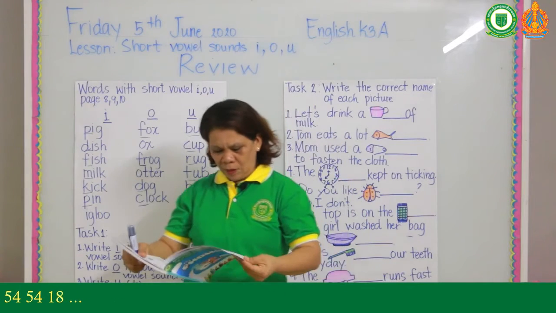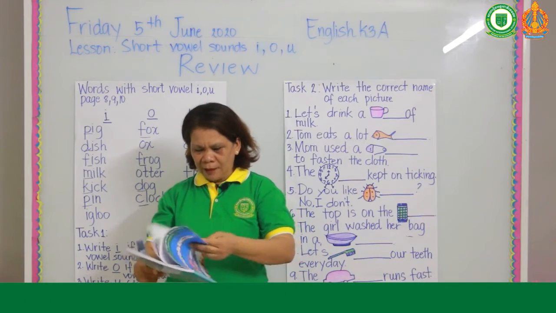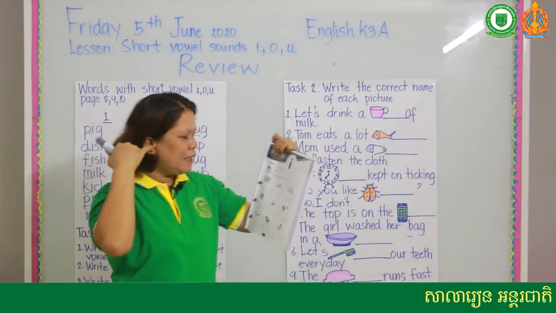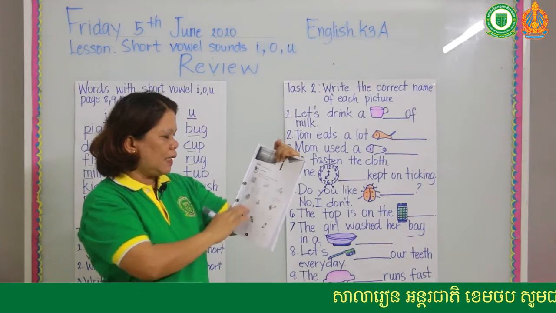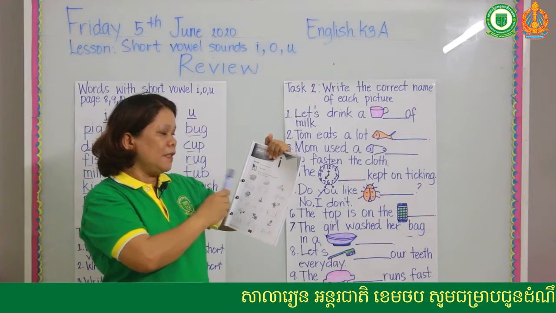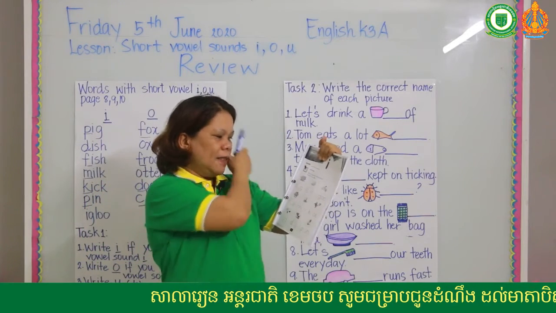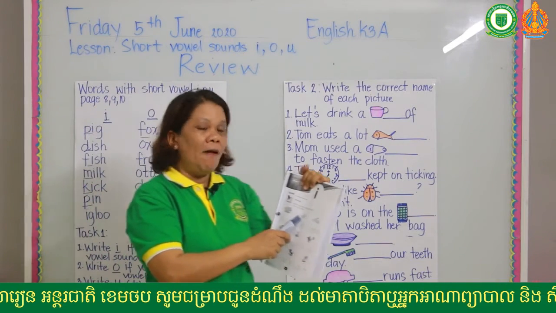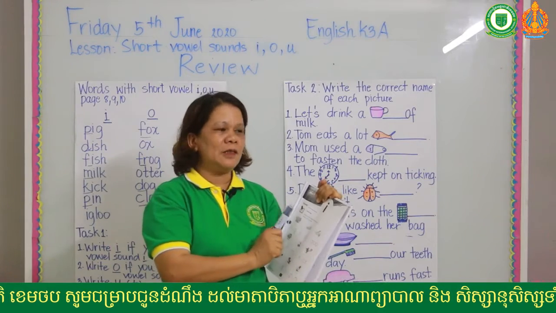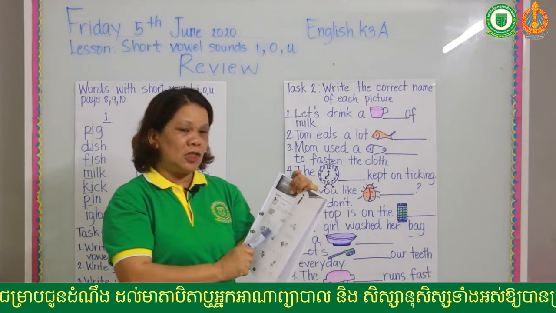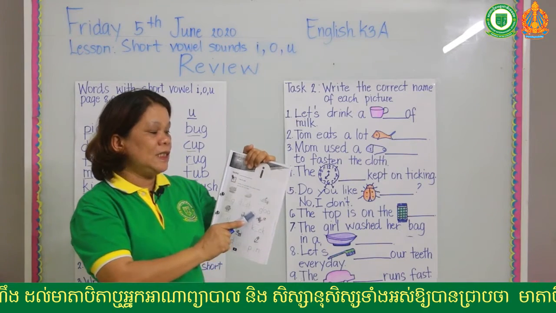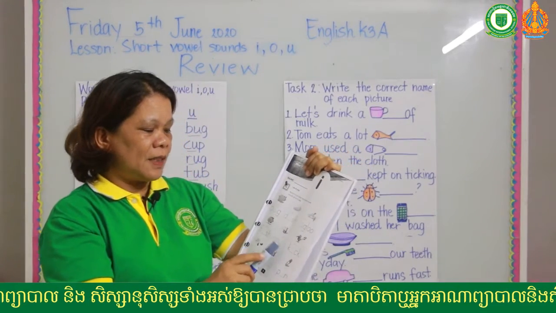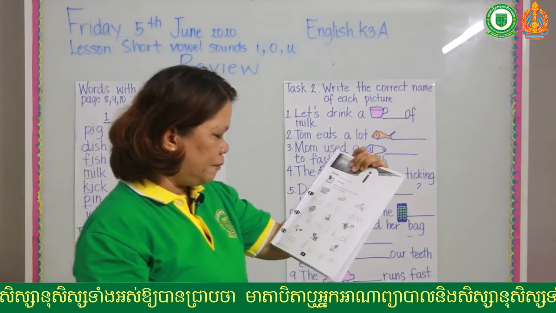So I want you to open your book at page 9, or 8, 9, and 10. We're going to identify the pictures of these words, okay? So here is a pig. You already know what is pig. And also dish. There are two kinds of dish. It is dish like plates, glasses, spoons, forks, or cups. They are dish. Okay? This is a picture of an igloo. And this is a fish. Okay? You already know what is milk. And kick. Kick is you have to kick with your foot.